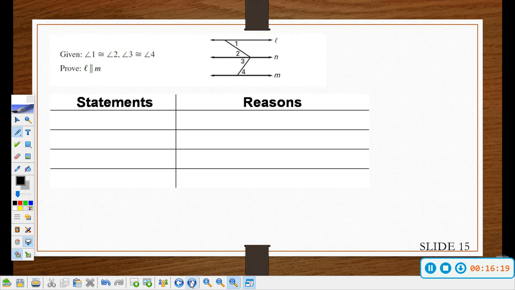Okay, so let's try another one. So here you're given that angle 1 is congruent to angle 2, angle 3 is congruent to angle 4. What we're trying to prove is that line L and line M are parallel to each other. So look at that and see if you can come up with a way to prove that.